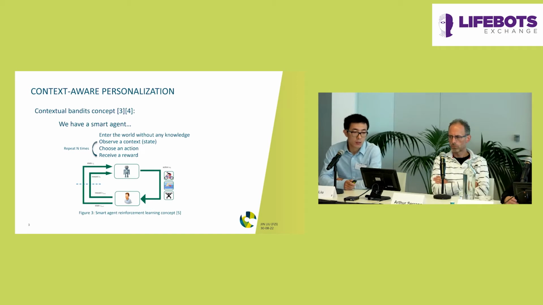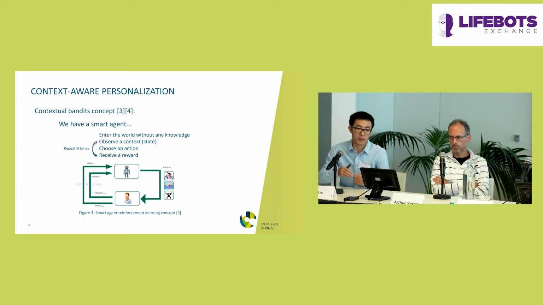In our WeCare system, we have a similar concept. Basically, we have a smart agent and we have a patient. The smart agent is the recommender system, and we get the information from the patient. At the beginning, the smart agent does not have much knowledge about the patient. He observes some context, chooses an action to recommend to the patient, and, through the interaction with the patient, he receives a reward.